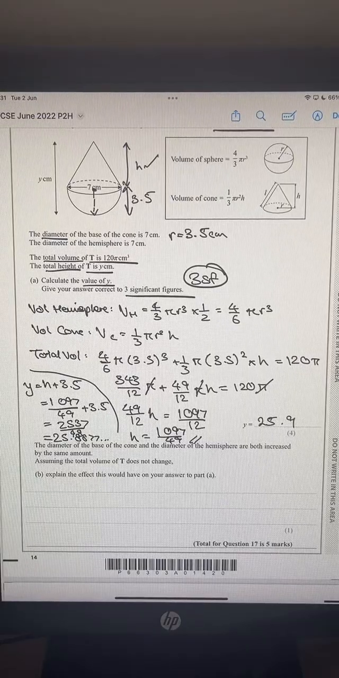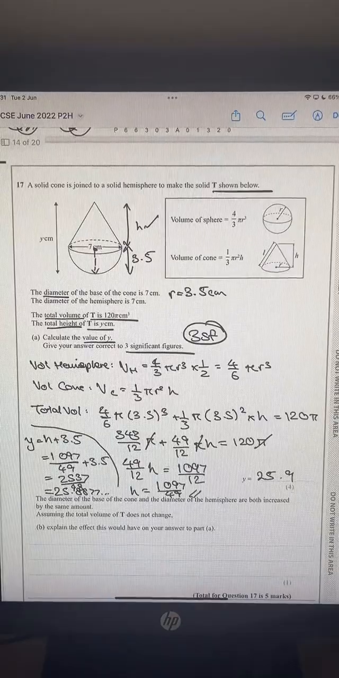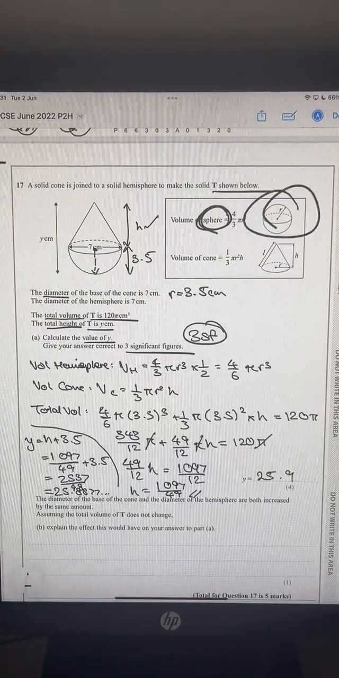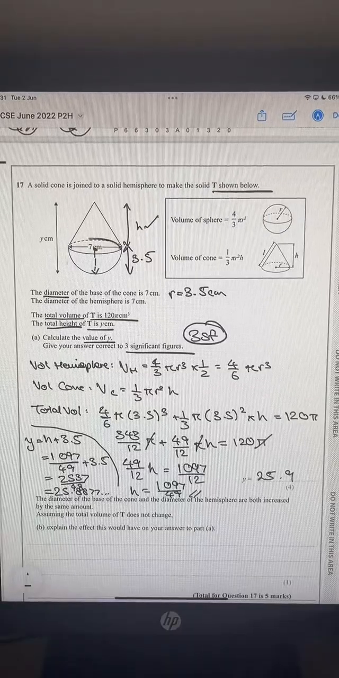And that's the answer to this. So it's not so bad, it is just a little long. Let me just check. So why did I make it 4/6? Because they have given me the volume of a sphere here, and this is what a sphere looks like. But there I have a hemisphere, and they tell me it's a hemisphere.